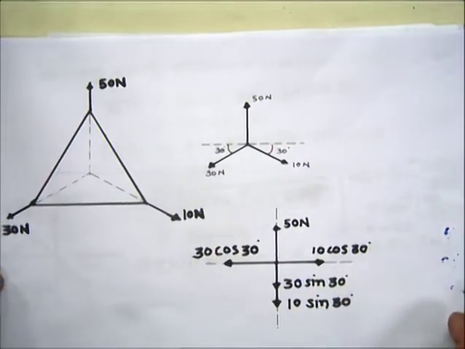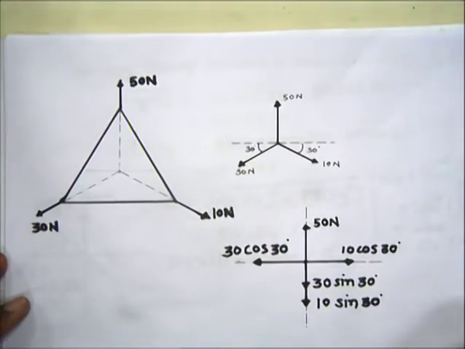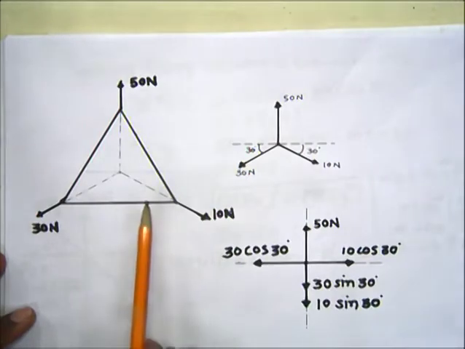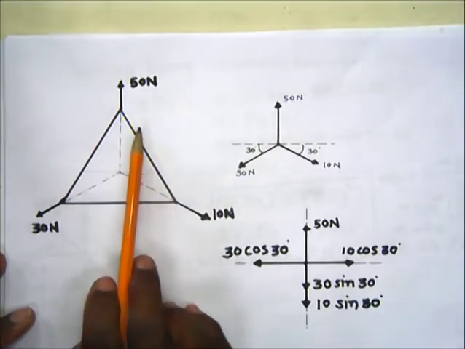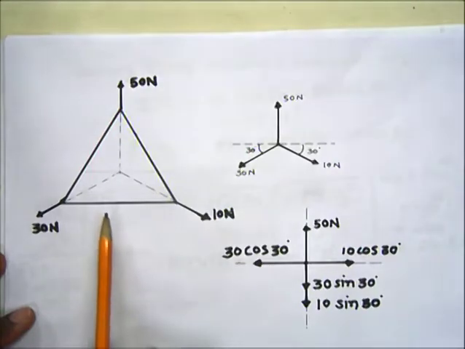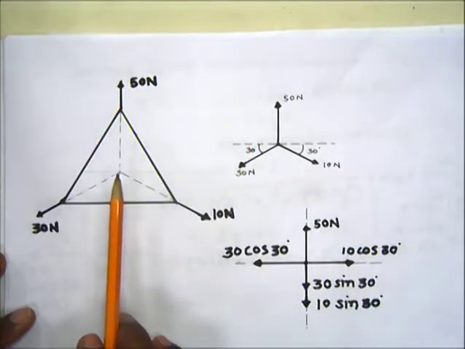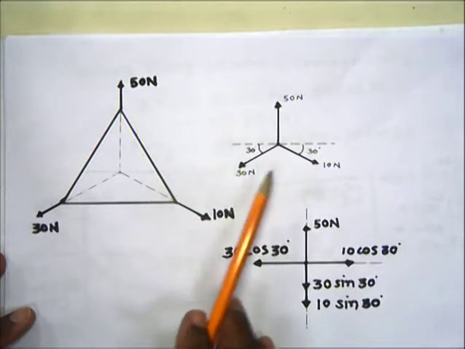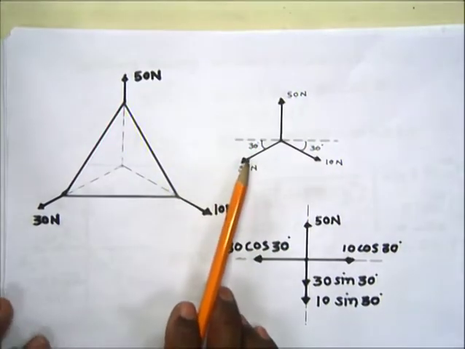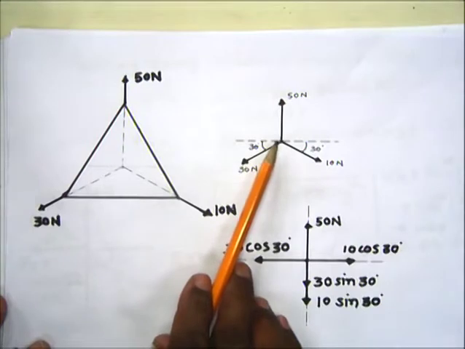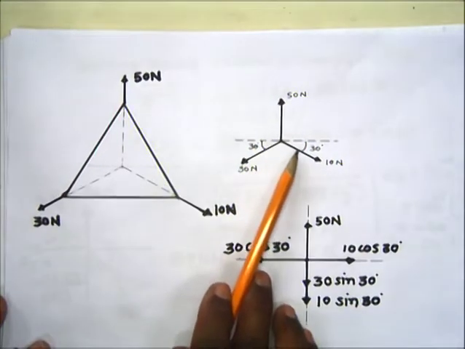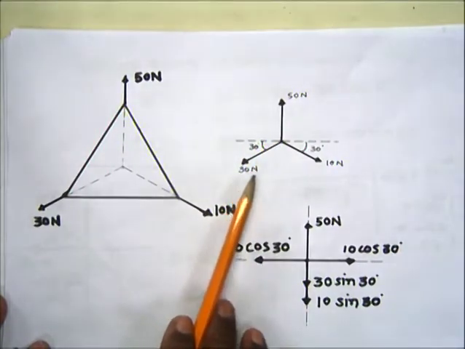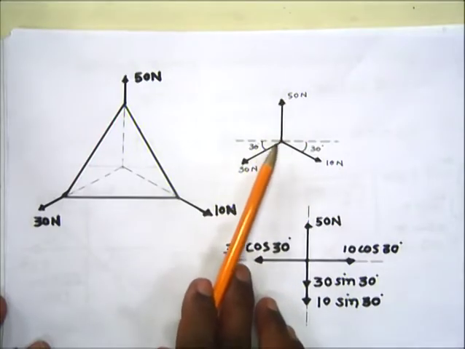So from this data we can draw a figure like this. This is an equilateral triangle, that is, all sides are equal, and three forces 10 Newton, 50 Newton and 30 Newton are acting through the CG or center of the triangle towards the apex. So we can show this force system as a concurrent force system like this. Here it is the 10 Newton force, here the 50 Newton force, and here the 30 Newton force, and the angle between all is equal.